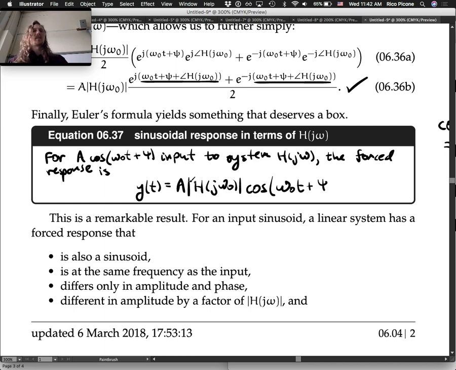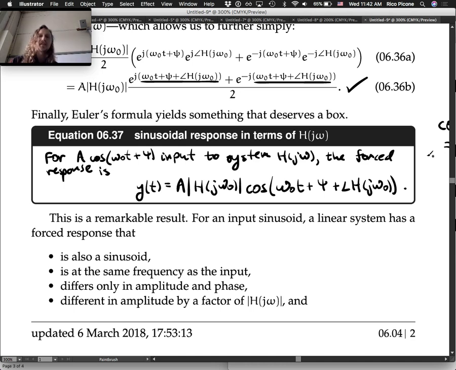Okay, so we scale that input amplitude by a magnitude of H of j omega naught. We get our cosine back, omega naught t, plus psi. We get our old phase back, our input phase, and we just add the phase of the frequency response function at that frequency. So this is pretty awesome. It's a very remarkable result.